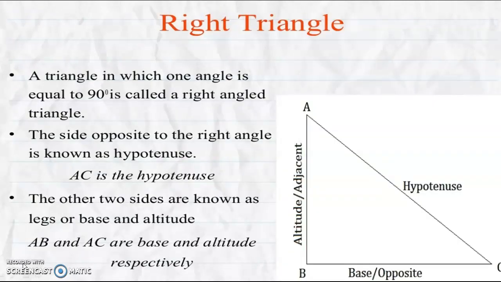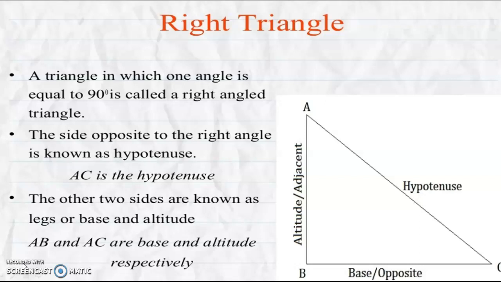As all of you know, whenever we are working on trigonometry, it means that we are working on a right triangle. So here we have a right triangle ABC. A triangle in which one angle is equal to 90 degrees is called a right angle triangle. In the figure, angle B is a 90 degree angle. The side opposite to the right angle is known as the hypotenuse. So AC is the longest side also. This is known as the hypotenuse.